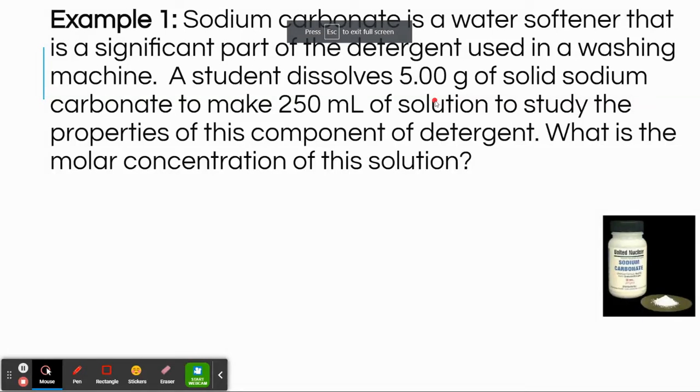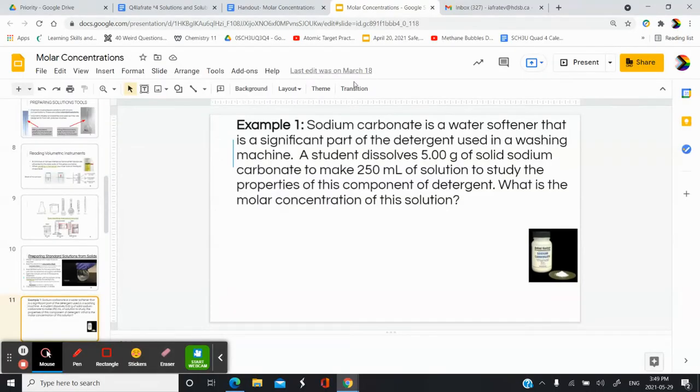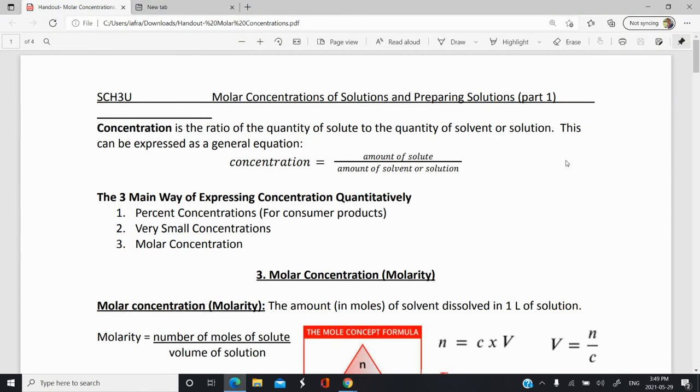And so what we're going to do in the next video is take a look at some sample problems relating to preparing solutions using the standard method that we discussed. So let's go ahead and fill in some blanks together.